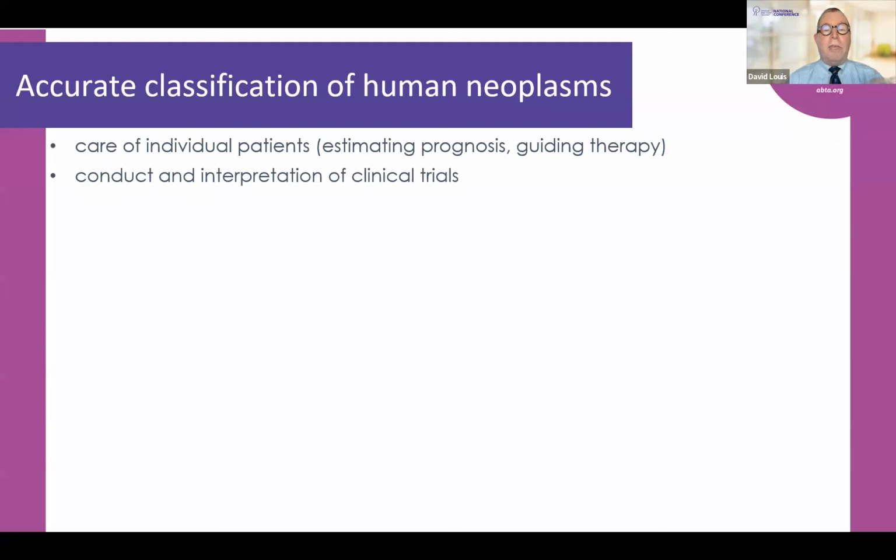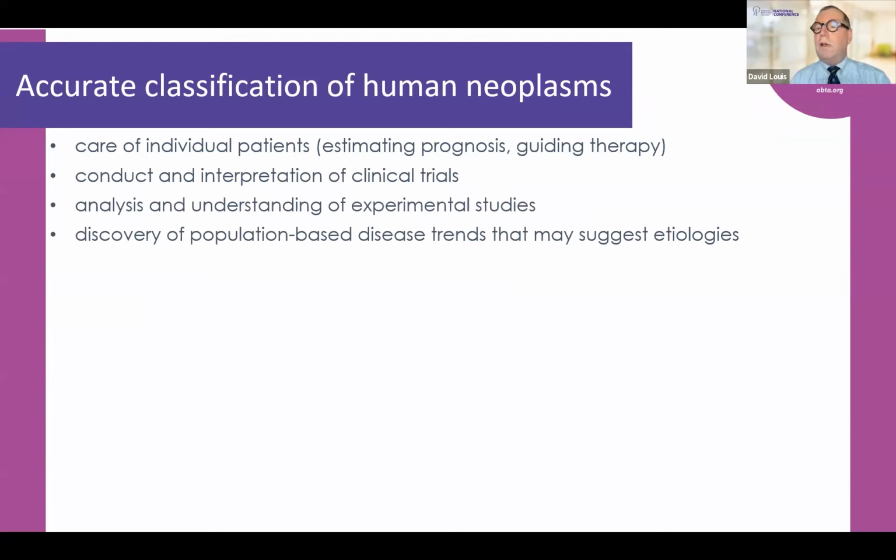When you start thinking about other uses, when you do clinical trials, the results of the clinical trials may be completely wrong if the tumors aren't classified properly. When you think about experimental studies in petri dishes or in mouse models, again, the results of those can be completely wrong if the tumors aren't classified.